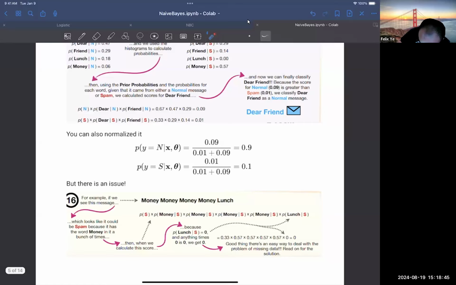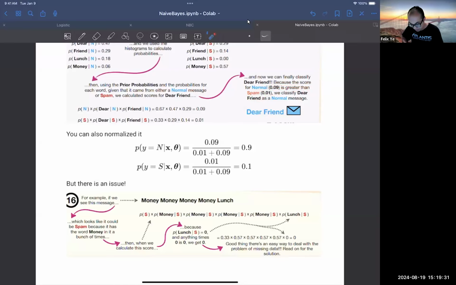We multiply the prior with these two probabilities together, and we do similar things for spam. By the end of the day, conditional on normal, the score for "Dear Friend" is 0.09. On the other hand, for spam it is 0.01. Because the normal score of 0.09 is much greater than the spam score of 0.01, we classify "Dear Friend" as a normal message. This is how we make the predictions.